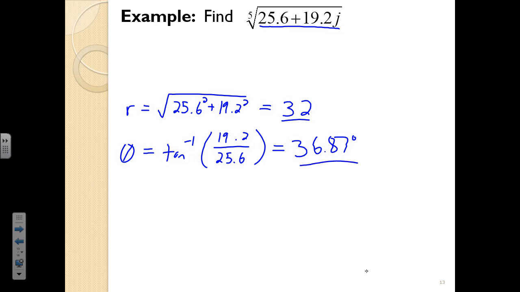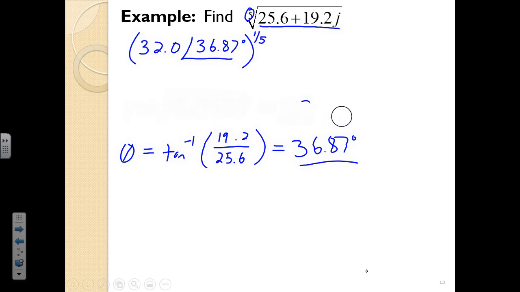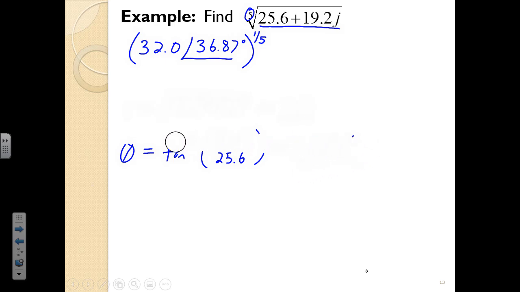So if we put this thing into polar form, this becomes 32.0 at 36.87 degrees. Now, we're also at the same time going to change that 5th root to a rational exponent, so that's to the 1/5 power. Okay, I think everybody agrees with that. I can't hear you if you don't, so I'll assume that you do.